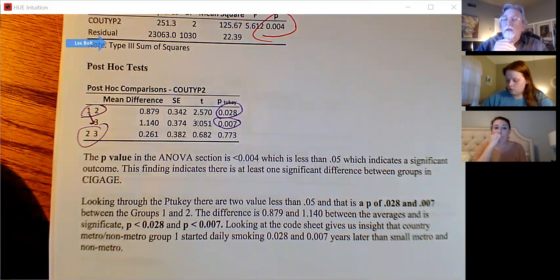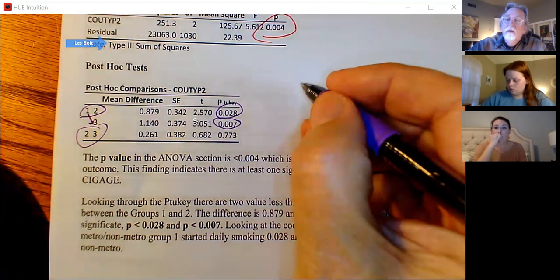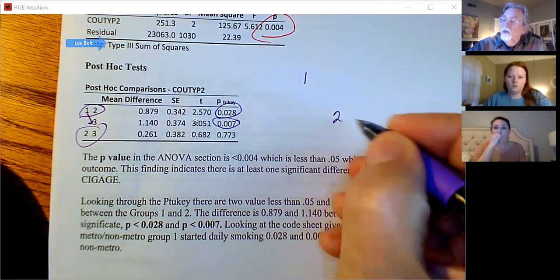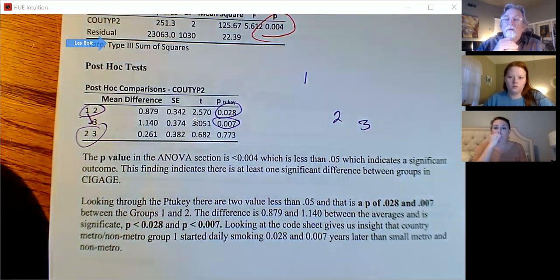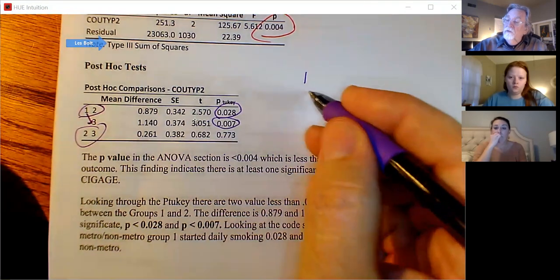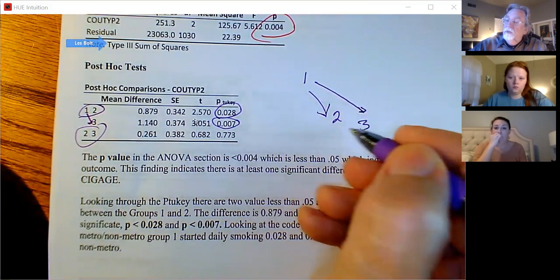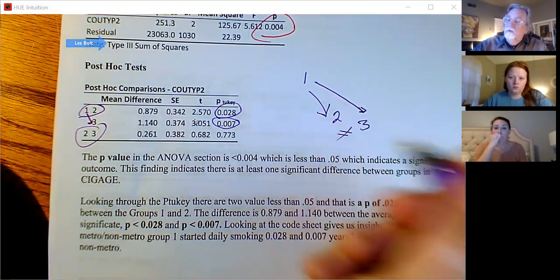So when you think about it, you've got 1 up here, and then you've got 2 and 3 pretty close together. And so there would be differences between 1 and 2, differences between 1 and 3, but nothing going on between 2 and 3.